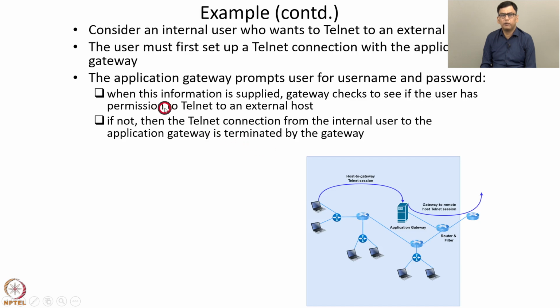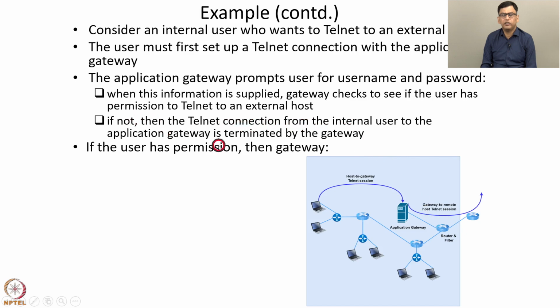If the user does not have permission to telnet to an external host, then the telnet connection from the internal user to the application gateway is terminated by the gateway. So in this way, users who are not from the set of restricted users have their telnet connections blocked by this combination of application gateway and packet filter.